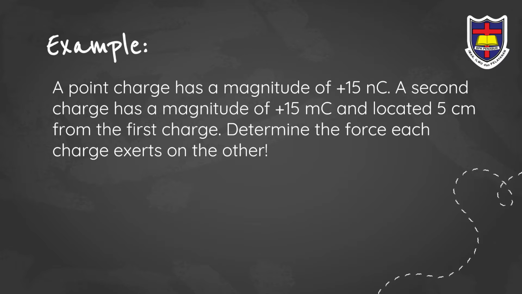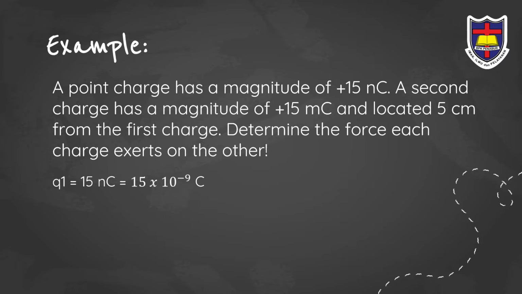So this is the example. A point charge has a magnitude of positive 15 nanocoulomb. A second charge has a magnitude of positive 15 millicoulomb and is located 5 cm from the first charge. Determine the force each charge exerts on the other.